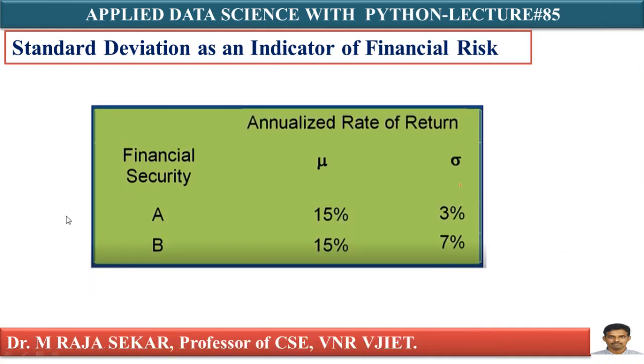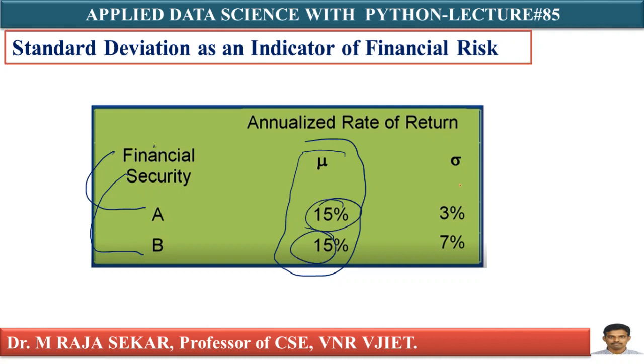Just see here. Look at mu and sigma values. What is my mu value here? This is 15%. Both, let me say like this. Look at mu and sigma. See, it is financial and security. This A is financial, that B is security. See the returns, 15%. What are the returns? 15%. Financial is having 15% returns. Security is also having 15%. Both are giving equal returns.